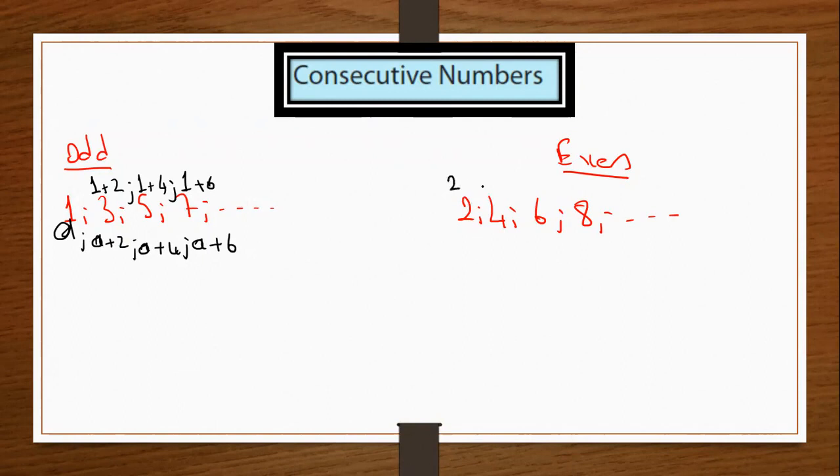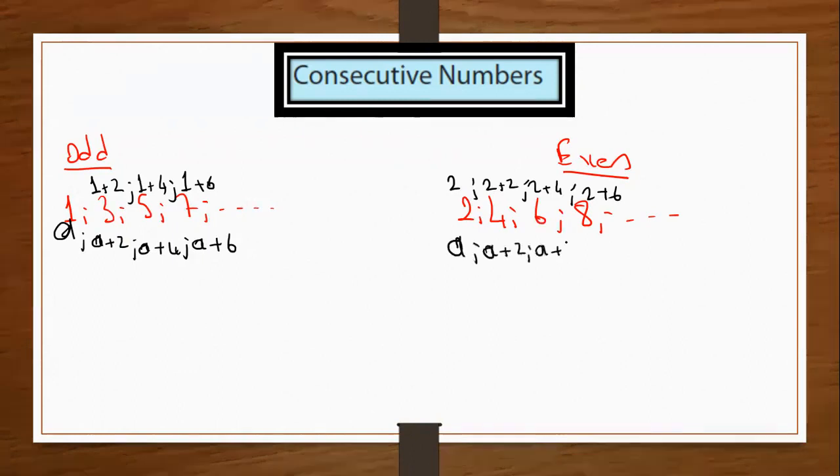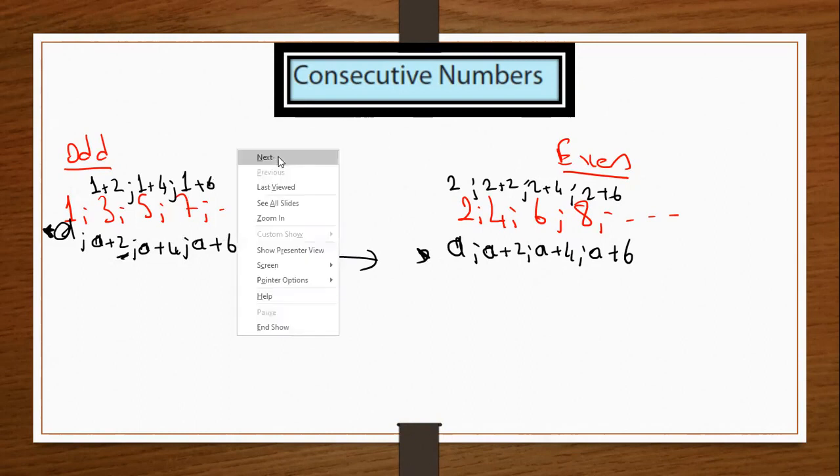And the same story for this one too. Look, you see that 2, 2 plus 2, 2 plus 4, 2 plus 6. So for the first one, say a, the other ones are going to be a plus 2, a plus 4, and a plus 6. Use this and this for solving questions. Please look at the attention: the same thing for even and odd consecutive numbers, they increase by 2 for each step, or decrease by 2. So now let's have a look at questions.